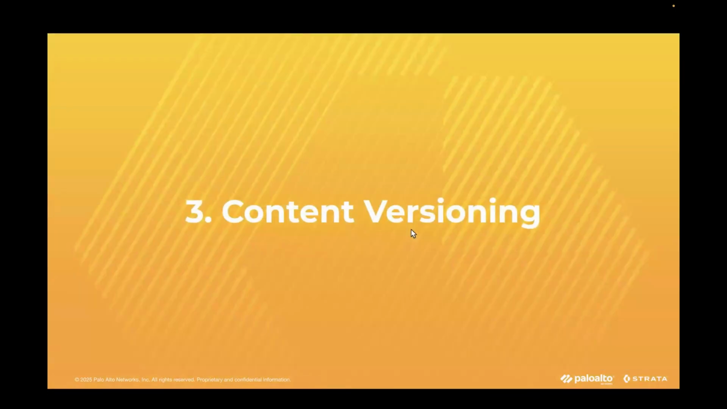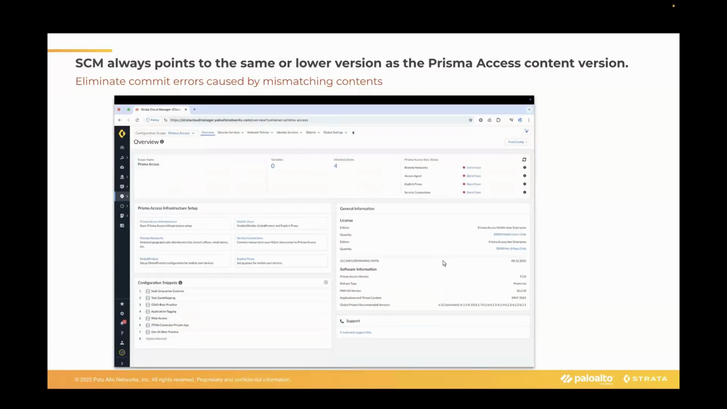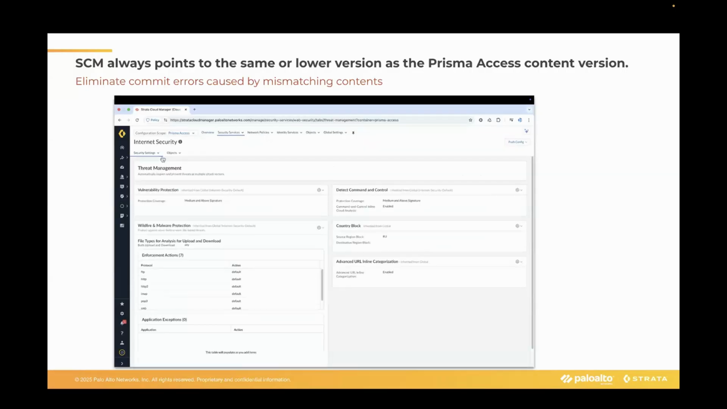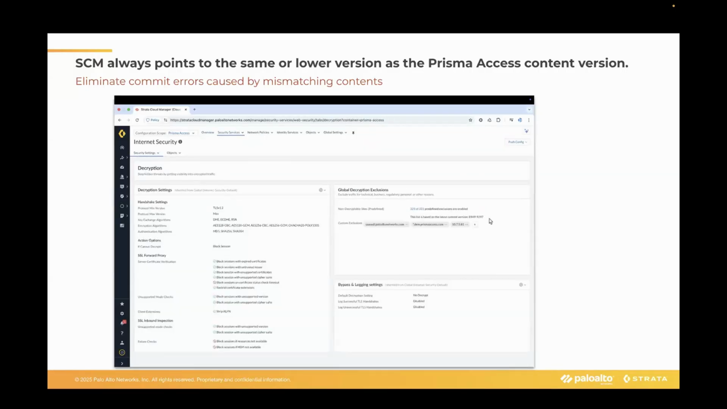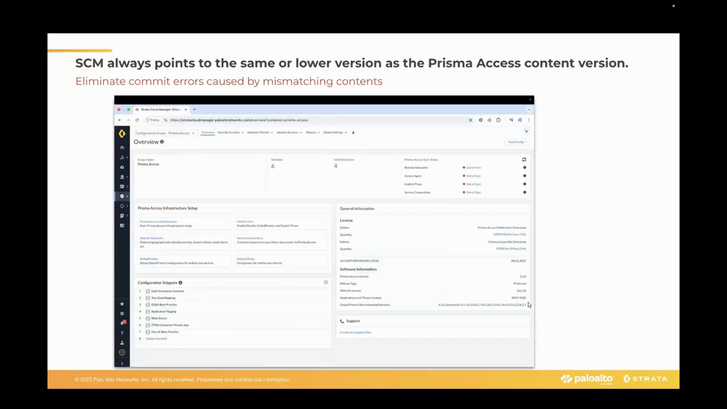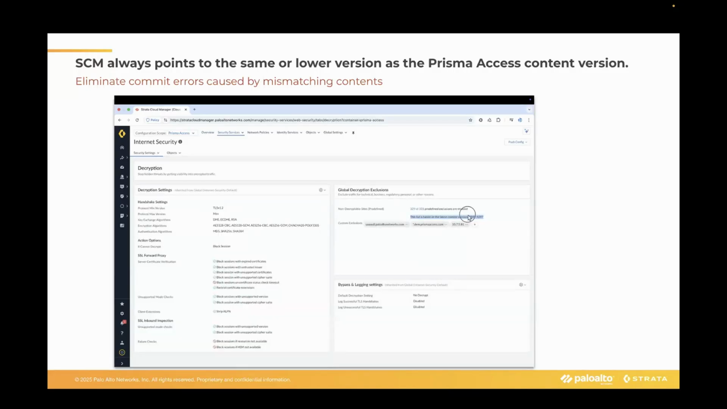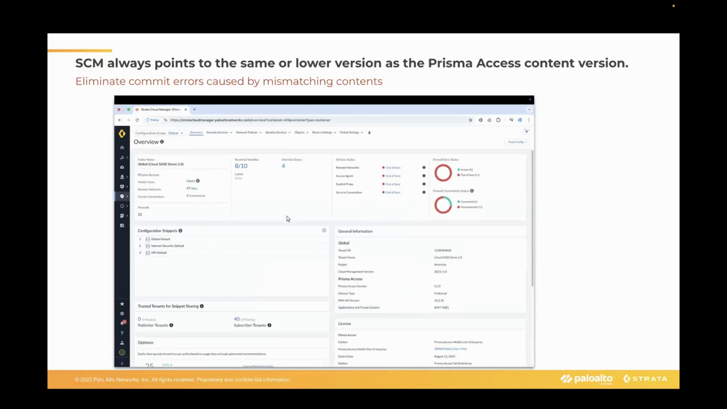The next feature is content versioning. Content versioning means that sometimes when you commit to Prisma Access using SCM, you might see a validation error. That's because SCM may host a different content version from Prisma Access. When the contents are mismatched or out of sync, the commit will fail.